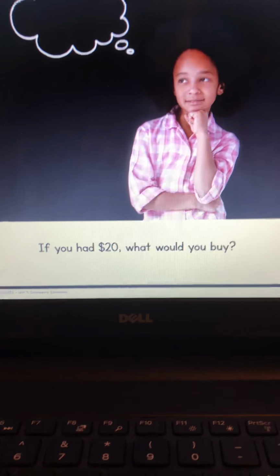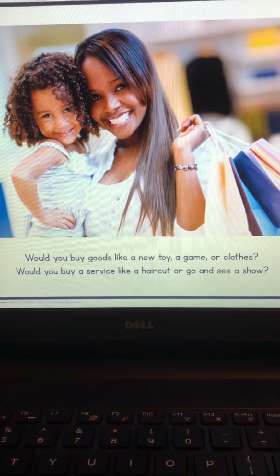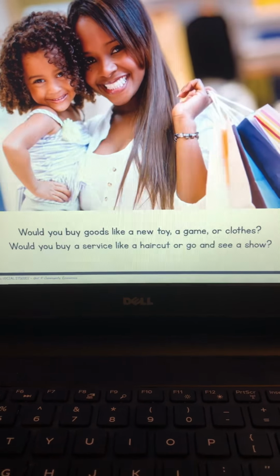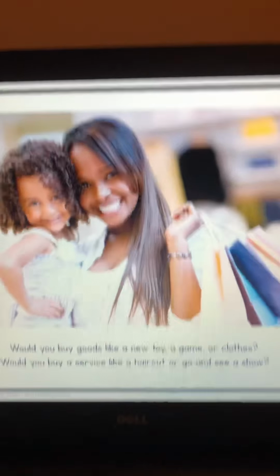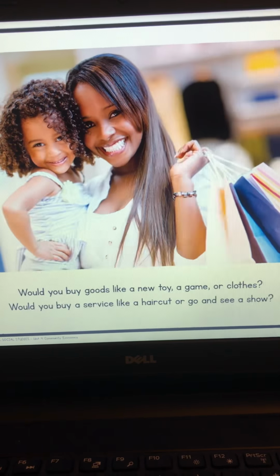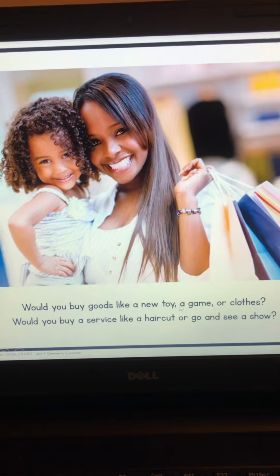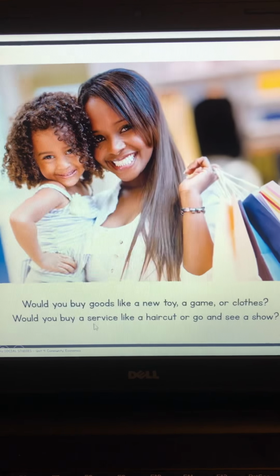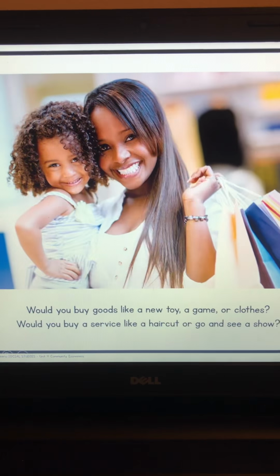So think about this first. If you had $20, what would you buy? Would you buy a new toy, a game, or clothes? Or maybe you would use a service like a haircut or go see a show. We talked in the last lesson about the difference between goods and services. Quick reminder, a good is something that you buy, like it says here, like a toy, a game, or clothes, examples of goods. A service is something that someone does for you, like getting your hair cut.